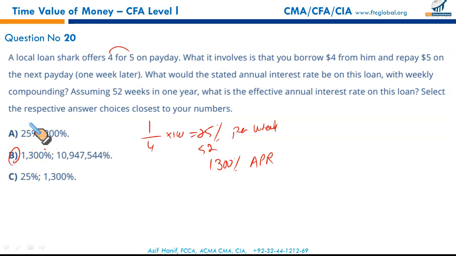But if 1300 is present in A as well as C, then you will have to confirm the other number as well. Otherwise, if you just need to guess, B is fine. Now we have the annual percentage rate of 1300. Now we have to convert this annual percentage rate into an effective annual rate. And the result will frighten you.